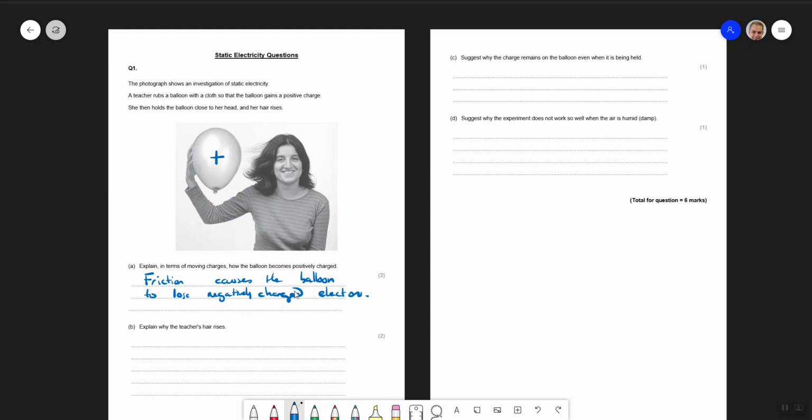Explain why the teacher's hair rises. Well, we've got a positive object. In the teacher's hair, we'll have negative charges, the electrons that are in the atoms in the hair. They want to get over here. So the positive balloon attracts negative charges.